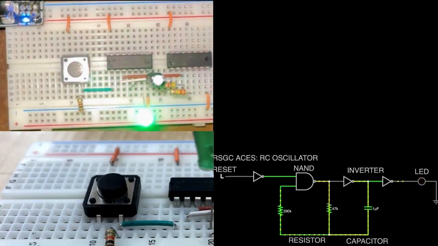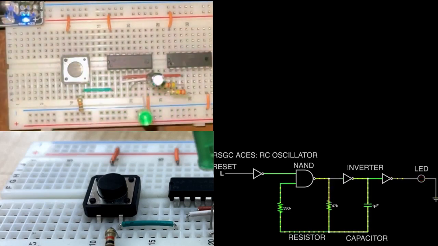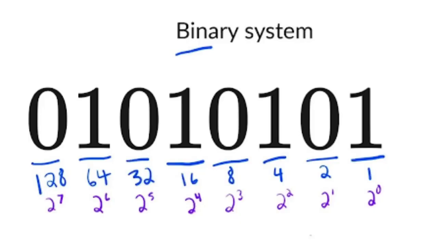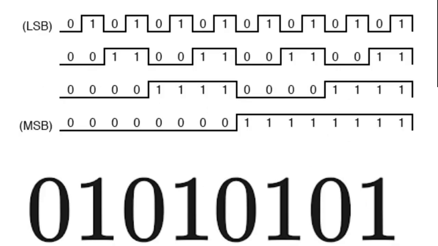The reset button, connected to the first pin of the 4069, allows manual control over the oscillations. Binary numbers are fundamental in the operation of the internal counters and dividers within these chips, influencing the frequency of oscillations and resulting in the behavior of the circuit.